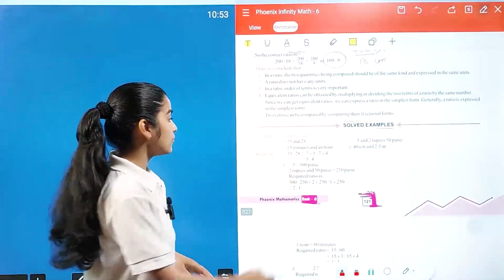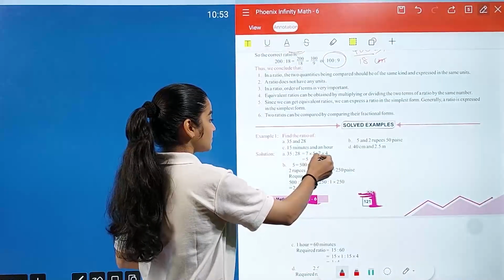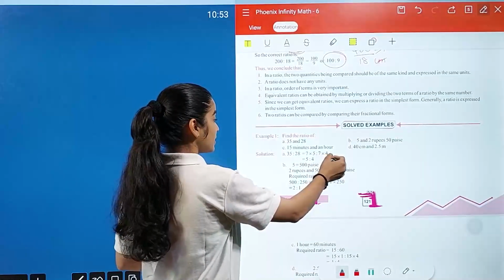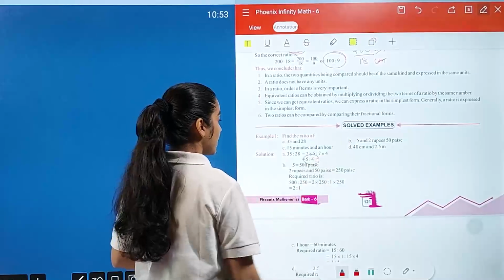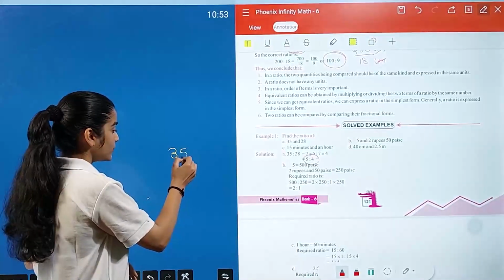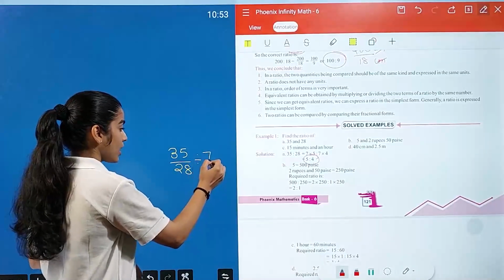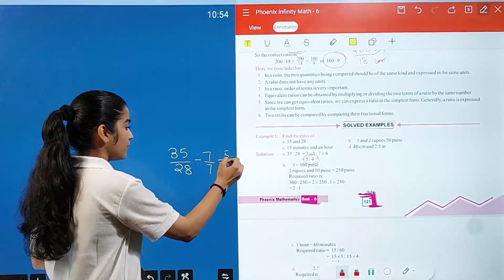Now find the ratio of 35 and 28. So 35 is to 28 will be 7 multiplied by 5 and 7 multiplied by 4. So the ratio will be 5 is to 4. Or you can also do 35 upon 28. Both the numbers appear in the 7's table, so you divide and you will get 5 upon 4.